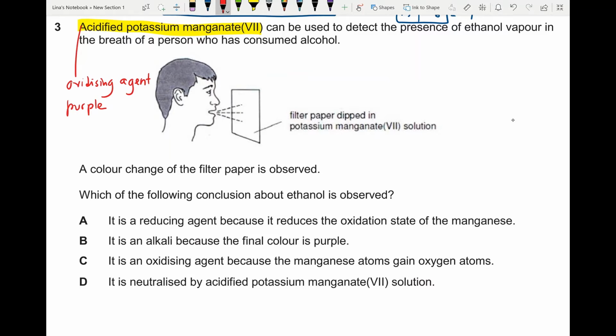Okay, so manganese, MnO4 minus, will be reduced to Mn2 plus. The color here turns from purple to colorless. Why does the color change? Because the oxidation number changes. Manganese in manganate 7 is a +7 oxidation state, whereas manganese 2 is a +2 oxidation state.